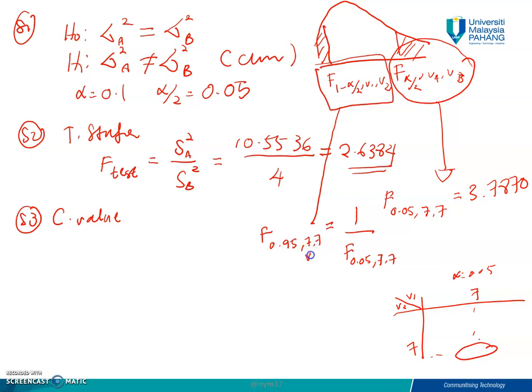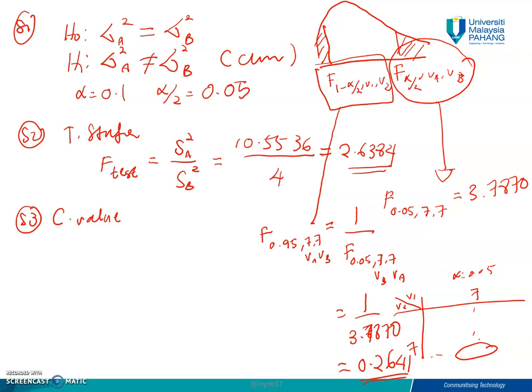Let's say here just now is nu A, nu B. This one should be nu B, nu A. But when you read the table, you read nu B first. So let's say in this case 7. So 7 will be here, and then 7. So you will get the same thing here, which is 1 over 3.7870. But when you calculate this one, you get 0.2641.